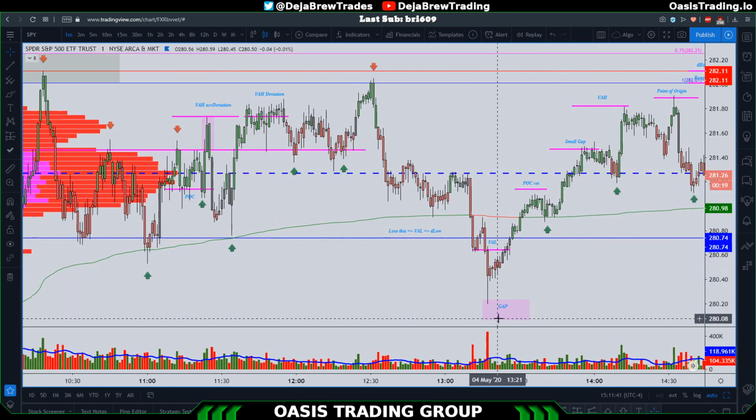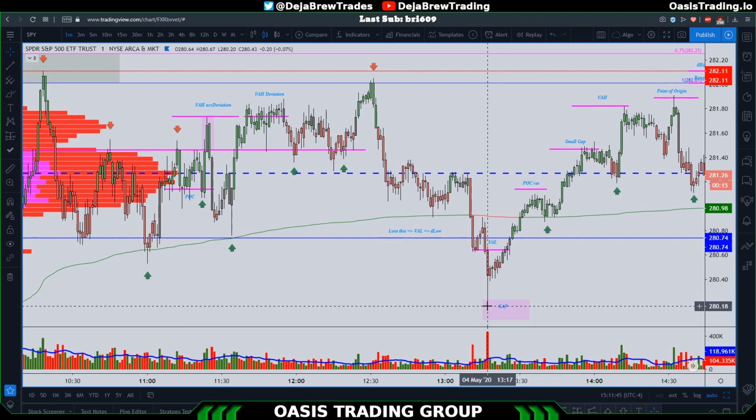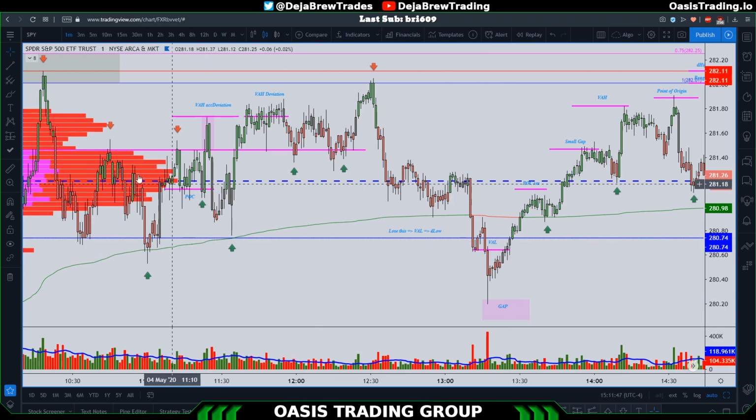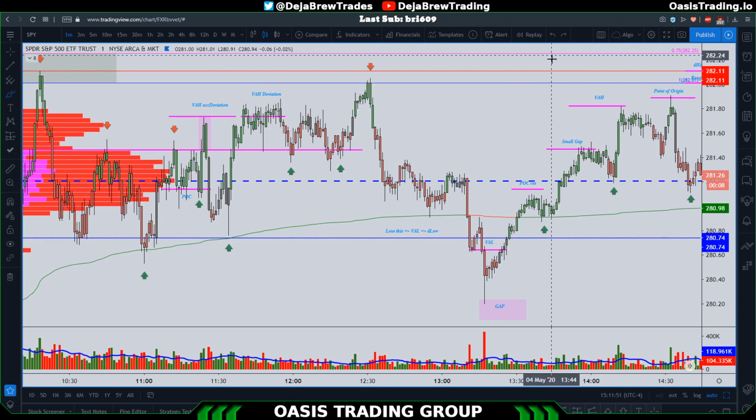We called out this gap in Discord. You tapped that gap pretty much perfectly, bounced out of it. You reclaimed the value area low. Like I've told you guys before, when you reclaim the value area low or you reclaim the value area high, you are going to look for the POC and the other side of the value area.